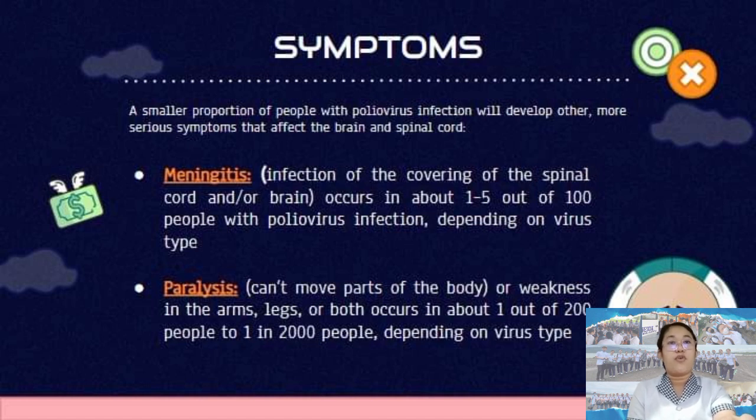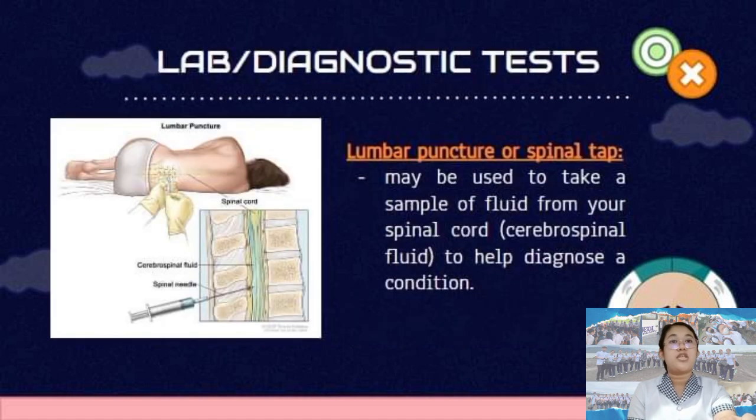Okay, so that's all for the signs and symptoms. Now, let's proceed to the laboratory or diagnostic tests. The question is, what tests are used to diagnose polio, or how is it diagnosed? Poliovirus can be detected in specimens from the throat, the feces or stool, and occasionally the cerebrospinal fluid or CSF. The virus will be isolated in cell culture or detected by polymerase chain reaction or PCR.